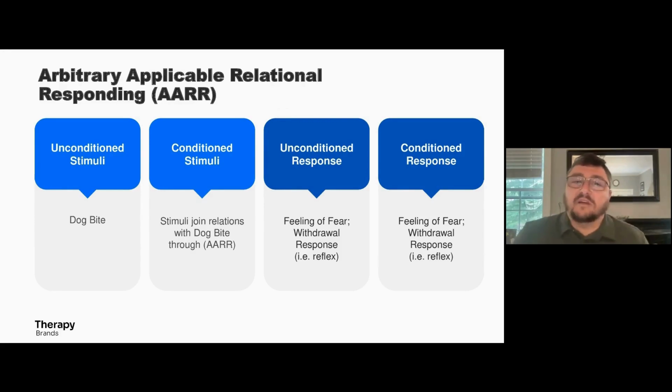Well, if you know a little about relational frame theory, and specifically arbitrary applicable relational responding, you'll know that it explains stimulus equivalence, right? Back in, I believe, the 90s, it pairs physically dissimilar stimuli, and they become related in the absence of training, right? So Sidman in 94 did this.